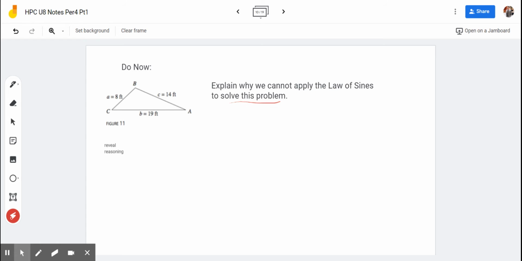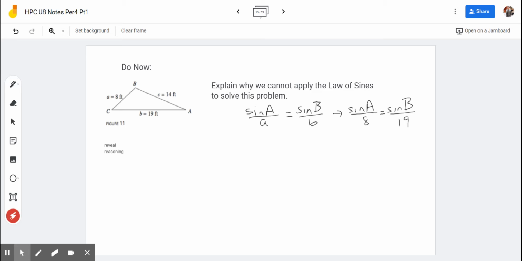But looking at the problem, explain why we cannot apply the law of sines to solve it. Remember the law of sines: sine of A over little a is equal to sine of angle B over b. Let's try these two. If we use A, for example, sine of A over 8 equals sine of B over 19.